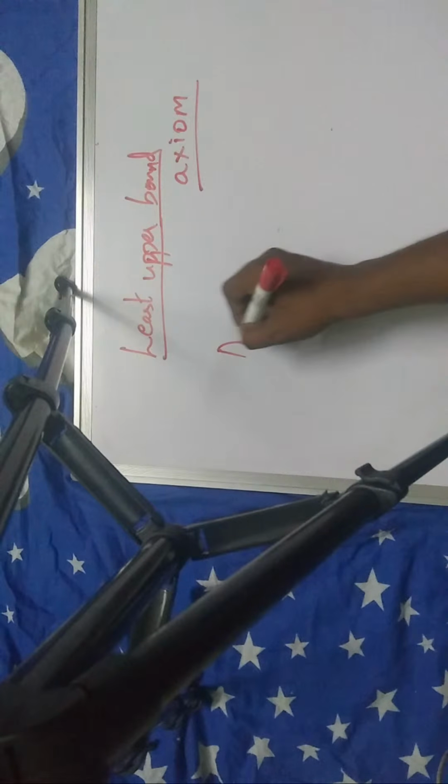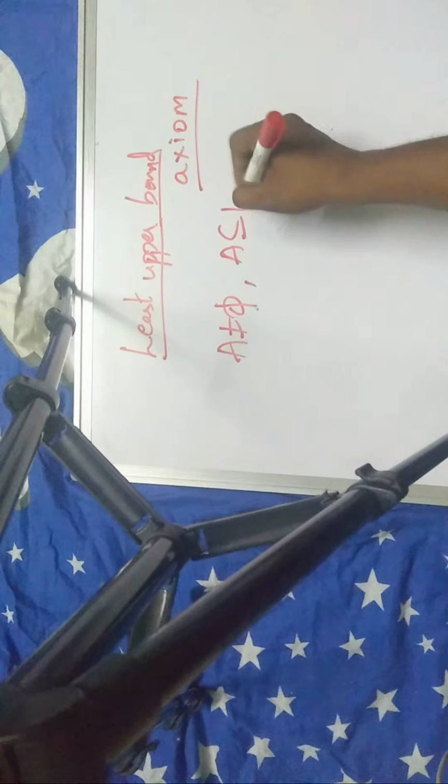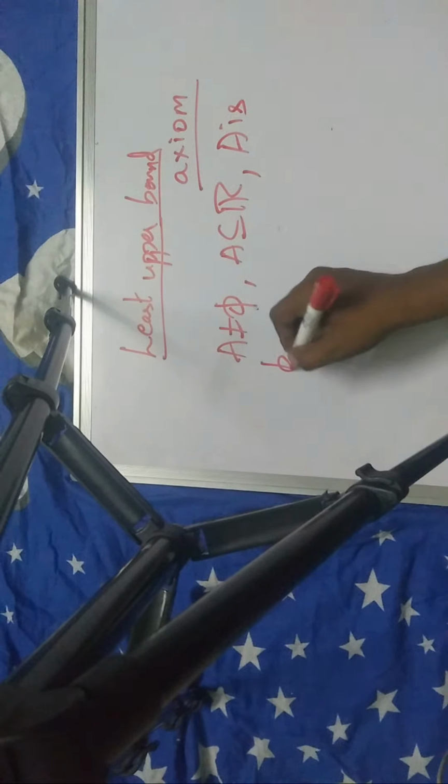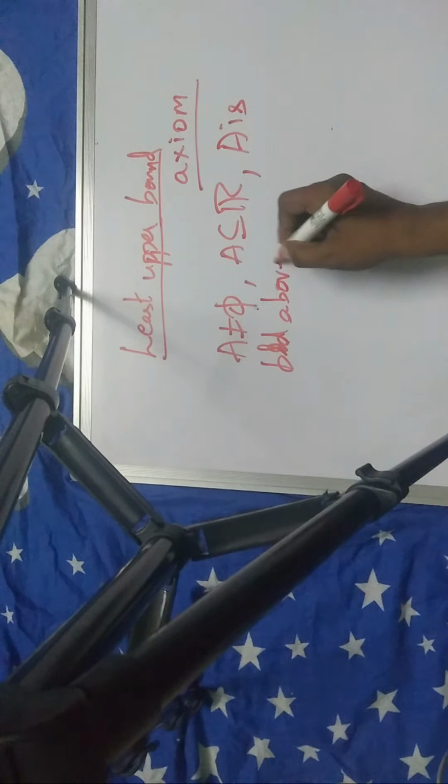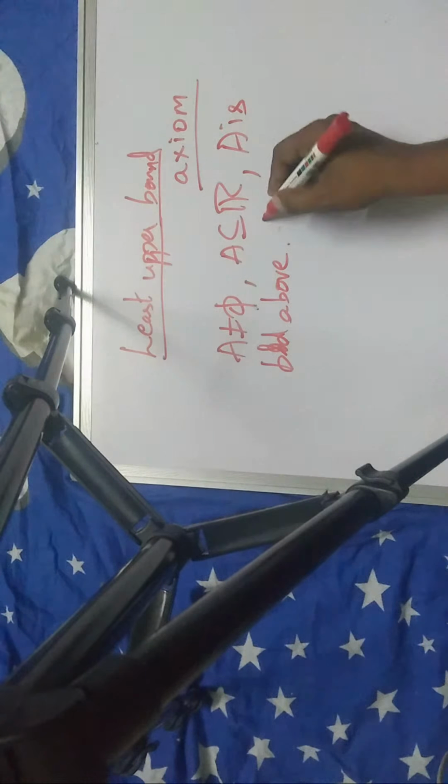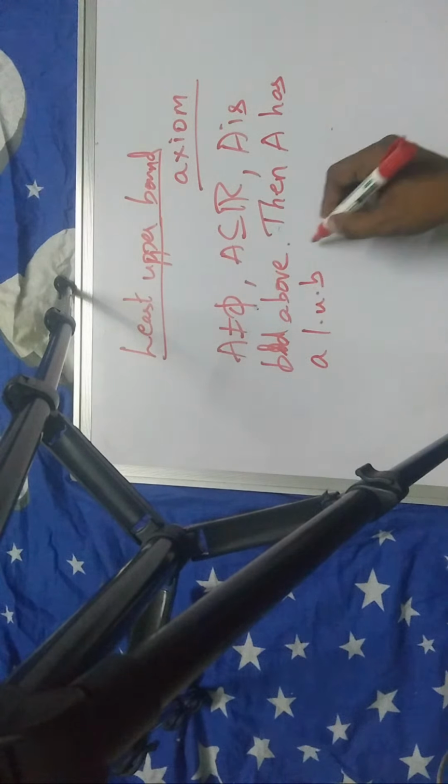So by least upper bound axiom, what we mean is, let A be a non-empty subset of R such that A is bounded above. Then A has a least upper bound in R. So there are many crucial points in this statement. What this statement says is, let A be any non-empty subset of R which is bounded above. That is, you can find one upper bound at least.